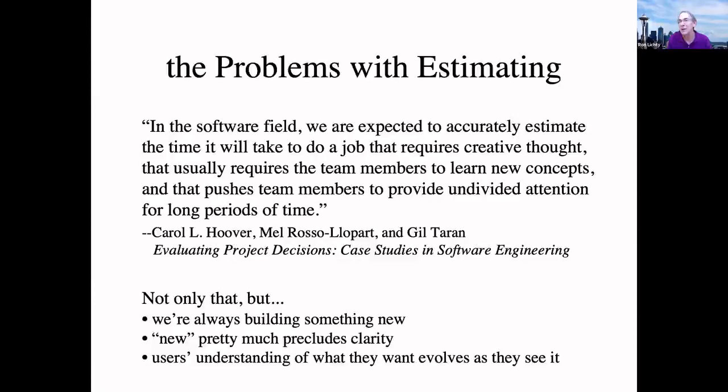Then, given it's new, our customers often don't know what they want. Anybody ever delivered software and our customer said, yeah, I know that's what I asked for, but that's not what I want? It happens all the time, and it's because it's difficult to describe what we want when we've never seen it before. And users' understanding of what they want evolves as they see it.